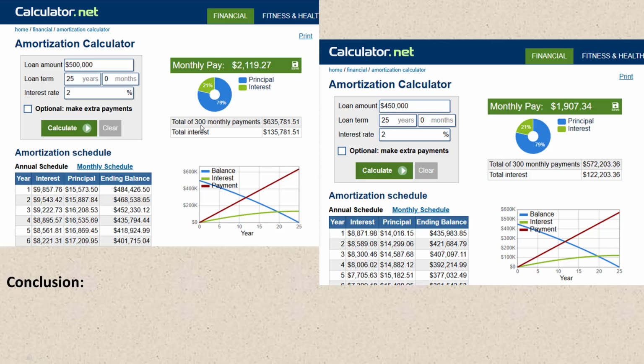So everything else is the same, 25 years, 2%. Now notice you're borrowing a smaller amount of money, so the monthly payments are less. Instead of $2,119, it's $1,907. So it's a little over $200 less to pay every month. And look at the interest. Instead of owing almost $136,000 for the life of the mortgage, you owe $122,000. So about $13,500 less in interest paid because of making that down payment.